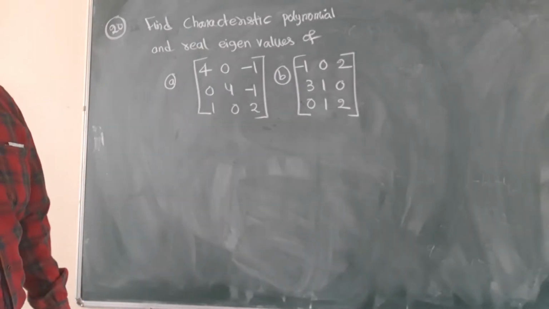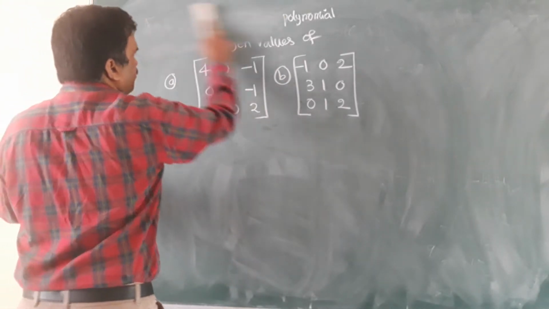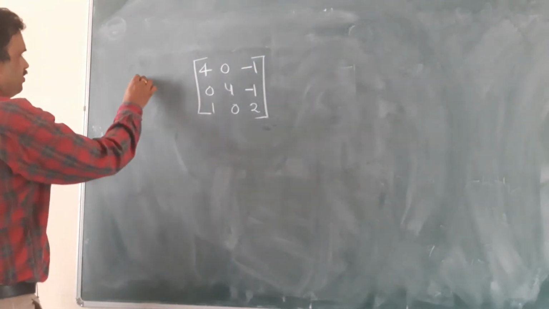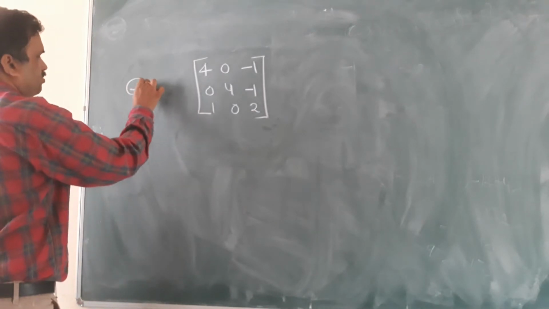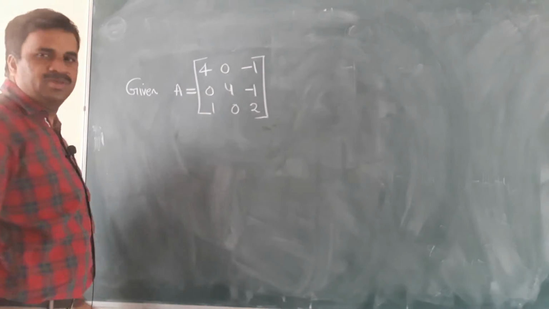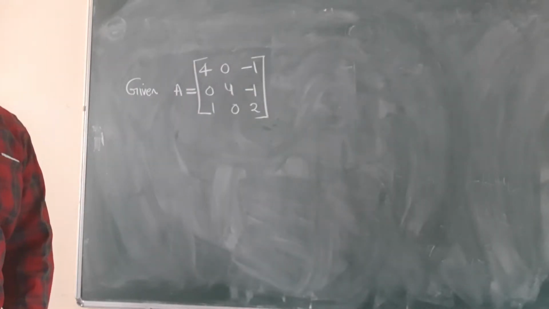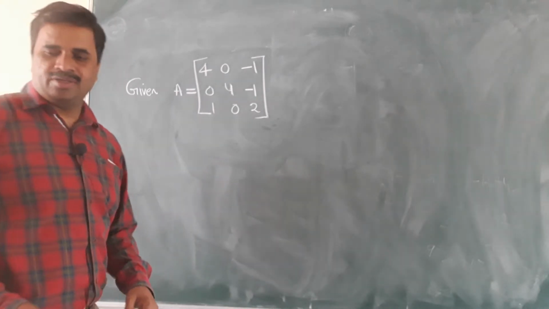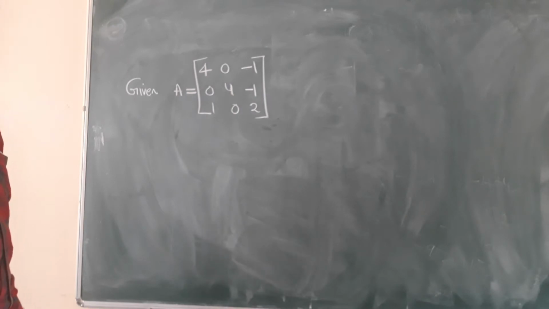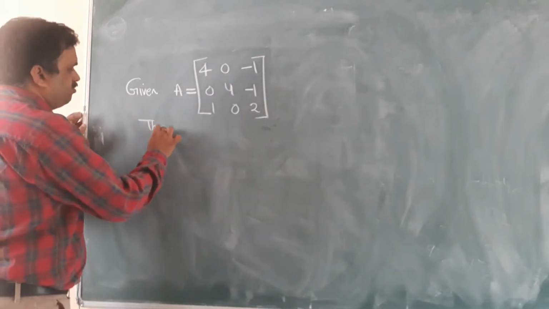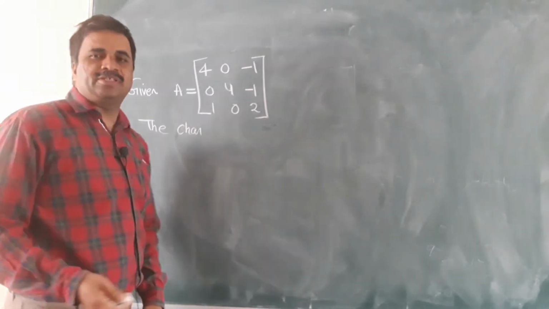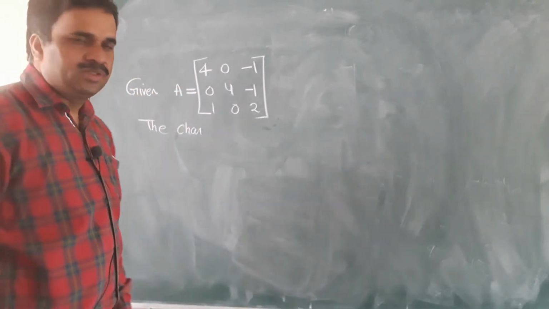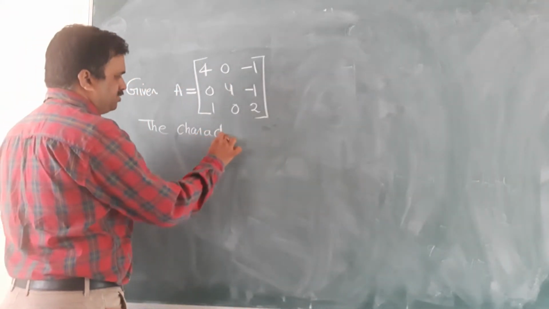Solution. Given matrix A is equal to this. First we will find the characteristic polynomial, or directly I will find the characteristic equation. The characteristic polynomial we do not set equal to 0, and for the equation we have to make it equal to 0. That is one difference. So I will write directly the characteristic polynomial.